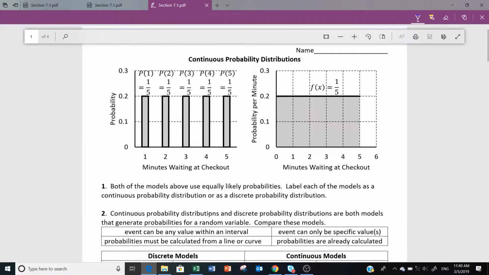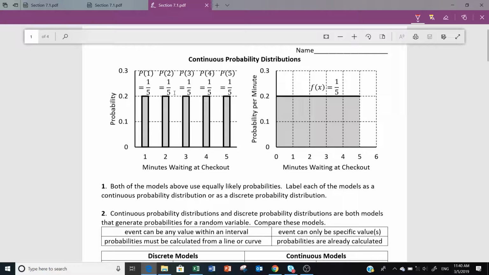So here's our notes for today. Previously, we did probability distributions, but they were discrete because when we looked at them, we only had specific outcomes or specific events like 1 minute waiting in a checkout versus 2, 3, 4, and 5. It's not really realistic though for waiting at a checkout.